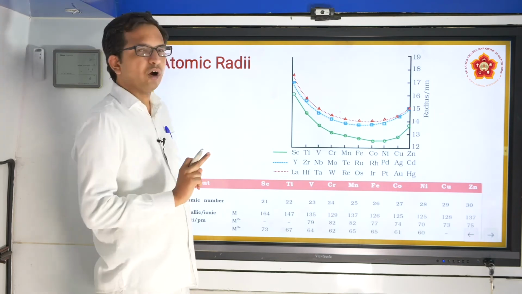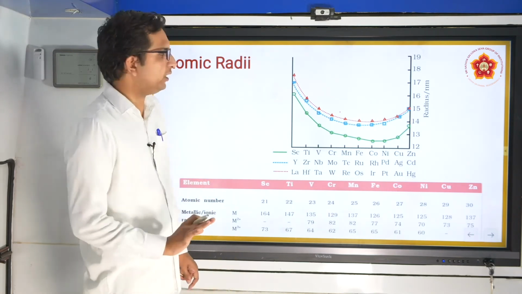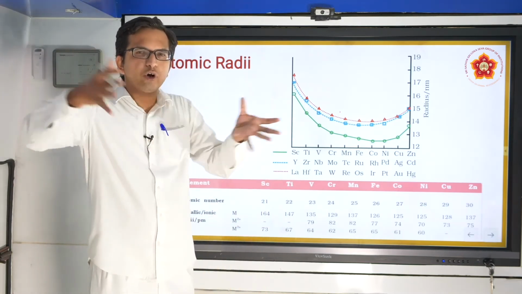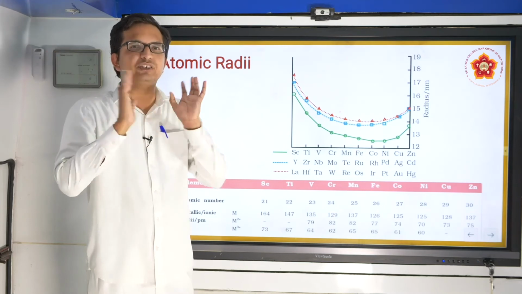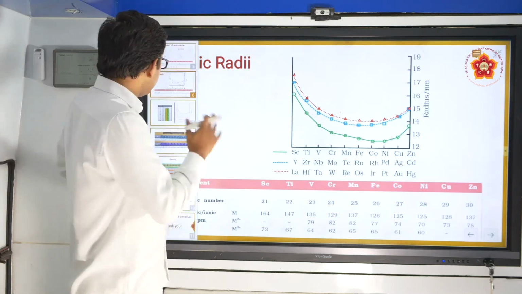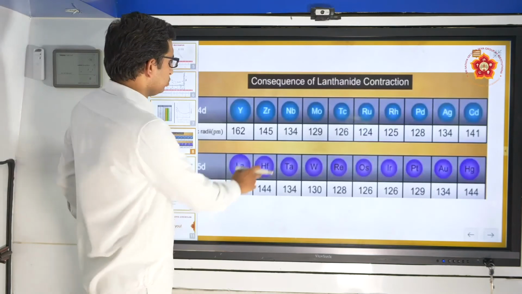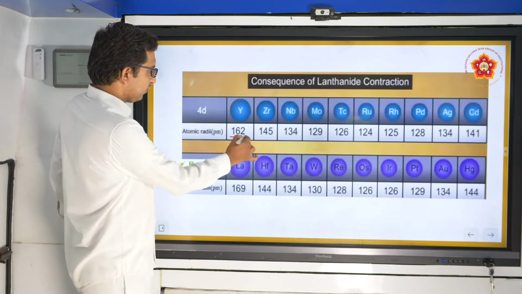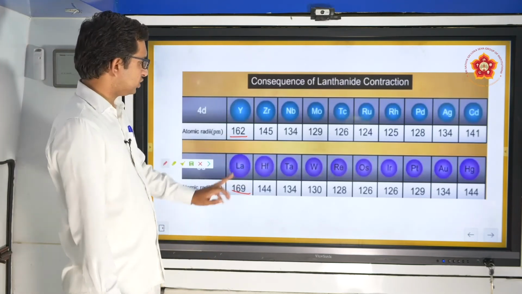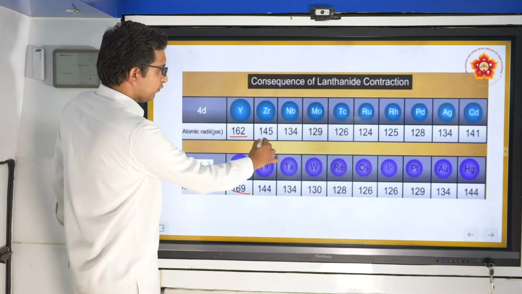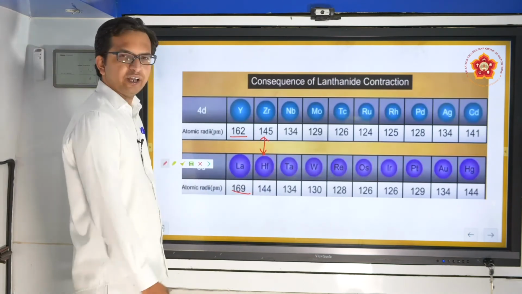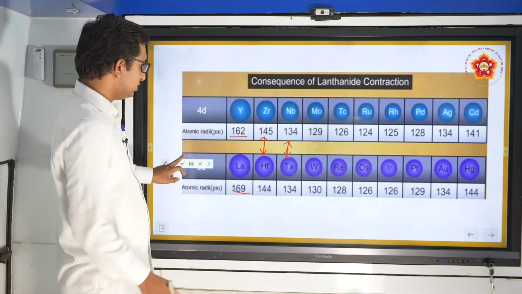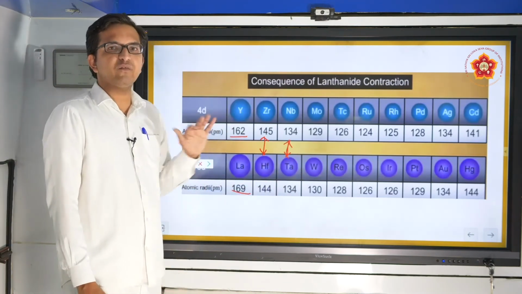This is because of a factor of lanthanide contraction, which is nothing but filling of the 4F orbitals before 5D, which will lead to more attraction and therefore the contraction of the atom. So let us see as an example what has happened here with the consequence of lanthanide contraction. You can see that the first element has a little far radius, 162, 169, but later on you see here 144, 145, 134, 134, almost similar, though they are of different series. See, this is of 3D, the 4D and 5D series.